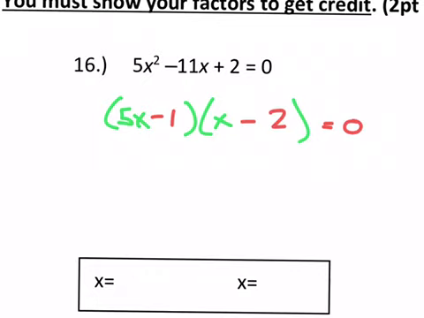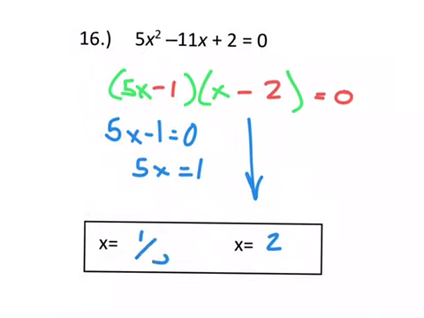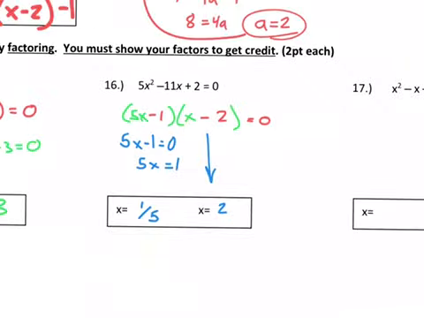Now, set these pieces equal to 0. This one should be pretty obvious. You'd add 2 to both sides. This one, if you wanted to see it, add 1 to both sides, divide by 5 to get that x is equal to 1/5.